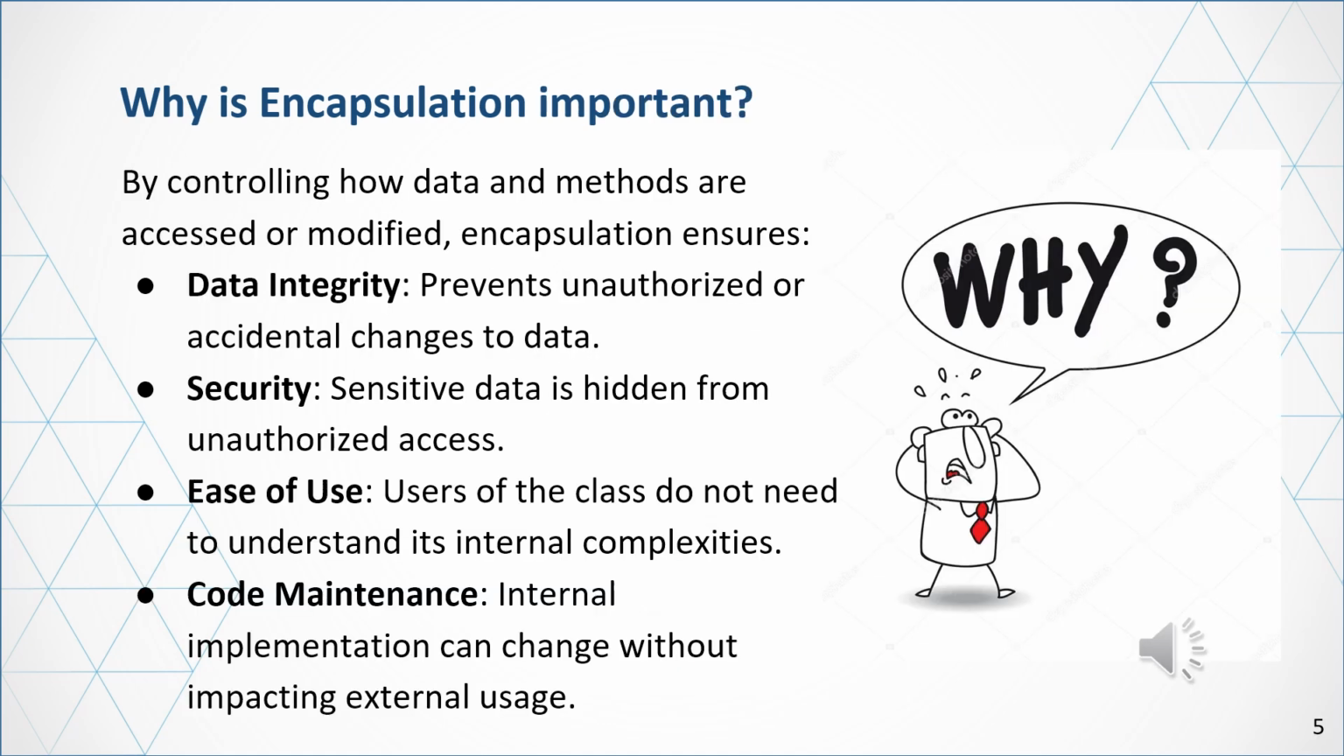In object-oriented programming, encapsulation plays a crucial role in ensuring data integrity and simplifying code maintenance. By carefully controlling how data and methods are accessed, we achieve several key benefits. First, encapsulation protects data from unauthorized or accidental changes, preserving its integrity. Second, it enhances security by hiding sensitive information from unauthorized access. Third, it makes code easier to use.